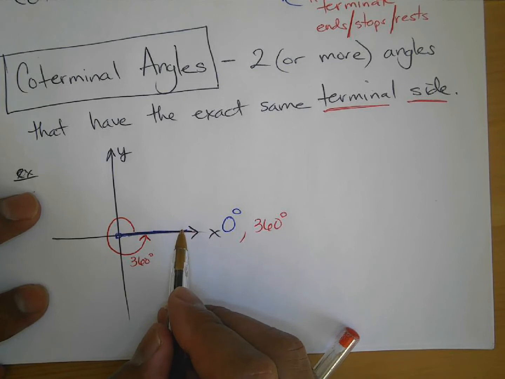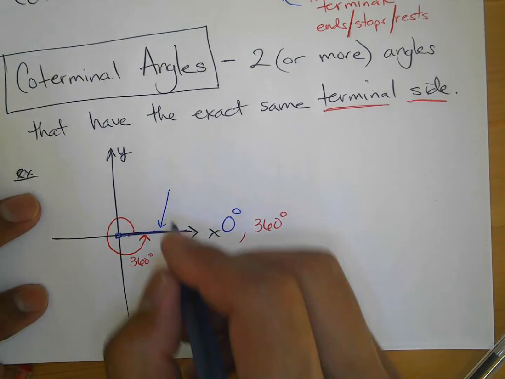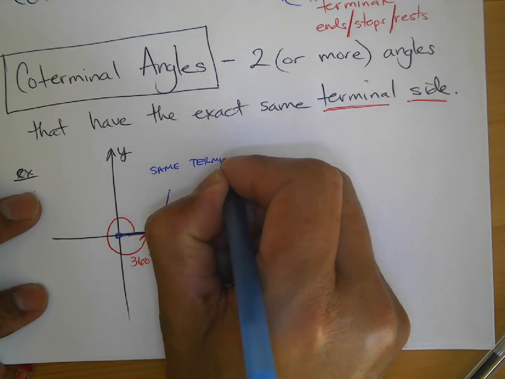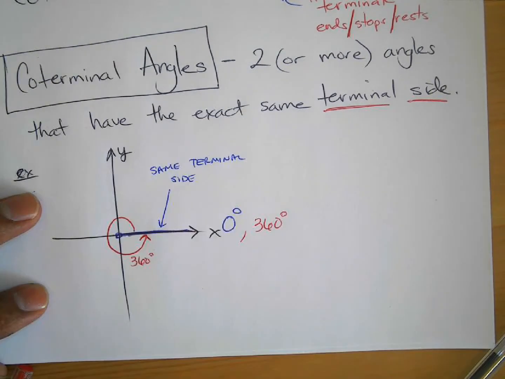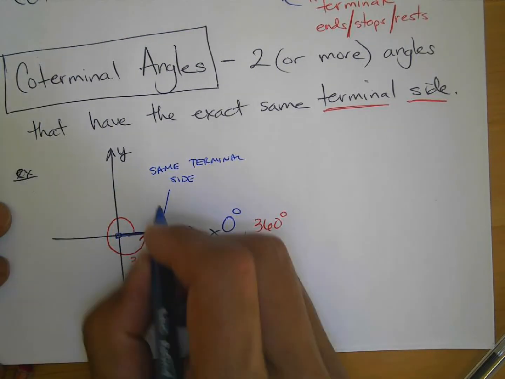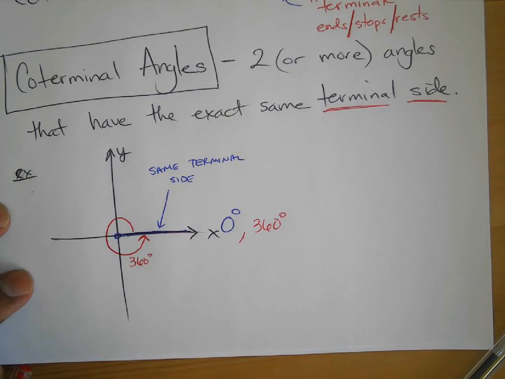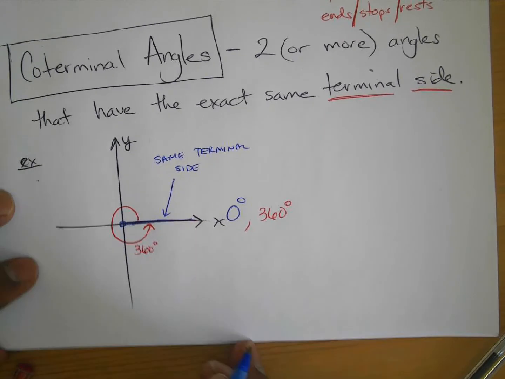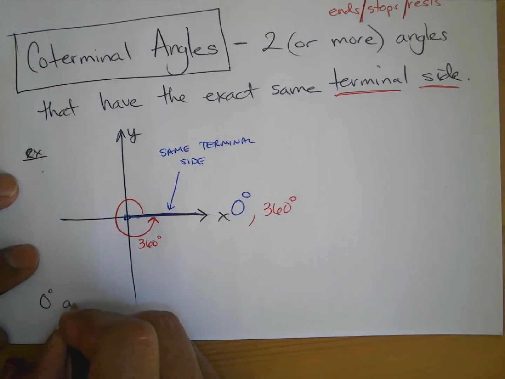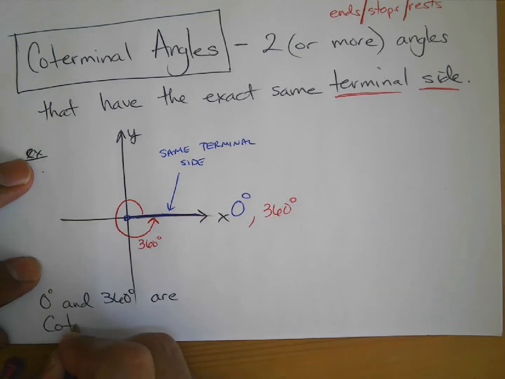So because of the fact that they share the exact same terminal side, you can go again, you can go another rotation, or as a matter of fact, you could even go the other way and go negative 360, right? Even if I go the other way, negative 360, and I stop here, they all share the same terminal side. All right, remember we said 2 or more. But for now, we're just going to say 0 and 360 degrees are coterminal angles.